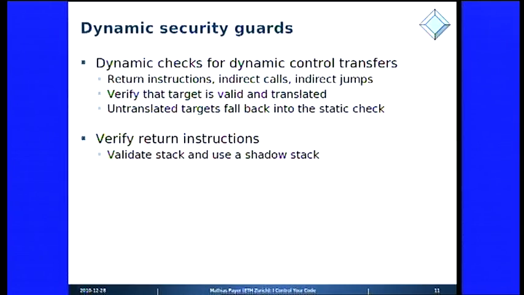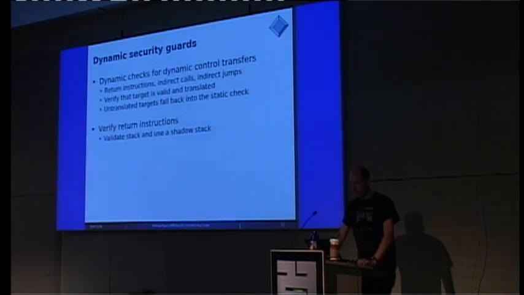But we also have dynamic control flow transfers. That's where the dynamic security guards come in. So we have to add dynamic security checks for all these dynamic control flow transfers. These are, for example, return instructions from a function, indirect calls, and indirect jumps. We have to verify, whenever we execute such an indirect control flow transfer, that the target is valid and translated. If the target is untranslated, we have to fall back into the static check and we have to invoke the translator as well. So we also add these dynamic checks that are executed whenever we execute an indirect control flow transfer.